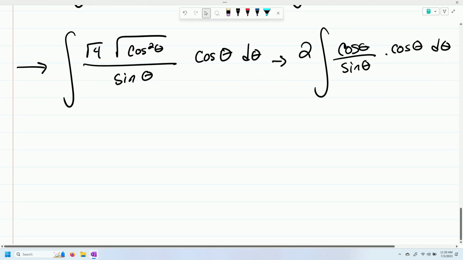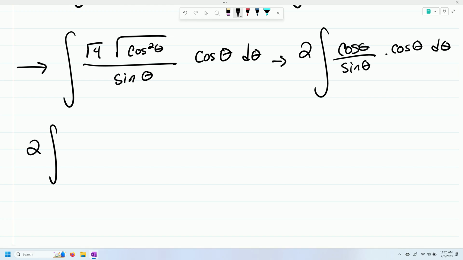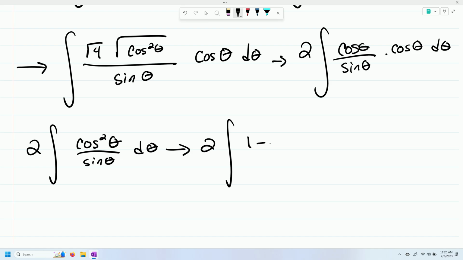Now looking at what we have, it would be nice if we could make some sort of u substitution over here, but we cannot. So we're just going to work with what we have. Cosine theta times cosine theta is cosine squared theta over sine theta d theta. And it would be really nice if I could get rid of that sine theta in my denominator. To do that, we go back to cosine squared theta is 1 minus sine squared theta over sine theta.